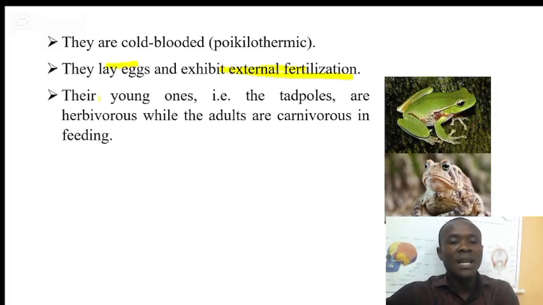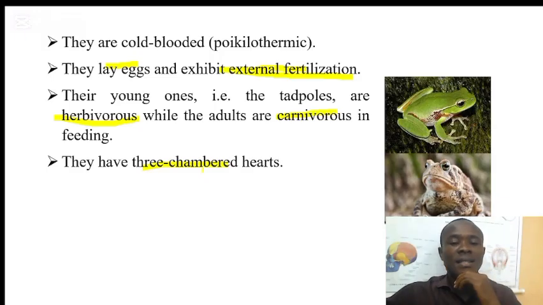And the next one, their young ones, that is the tadpoles, are herbivorous. That means they feed mainly on plant material, while the adults are carnivorous. That means they feed on other animals. Next, they have three-chambered hearts. That means the heart they have is divided into three chambers. They have the left and right atrium, and they have one ventricle.